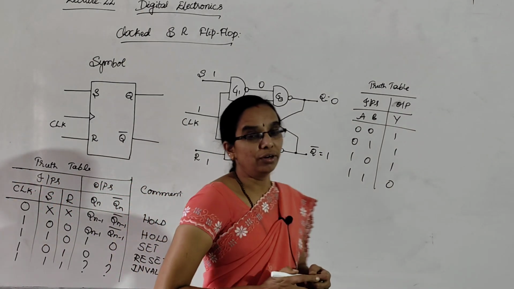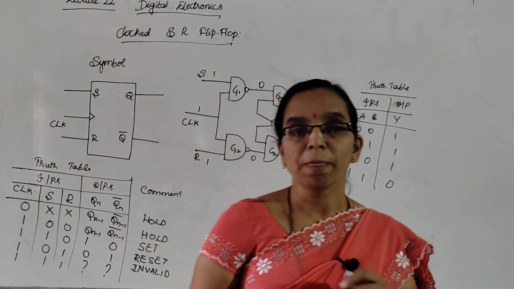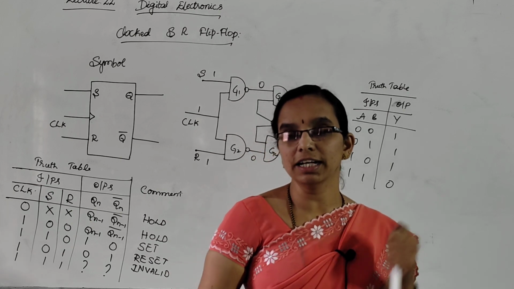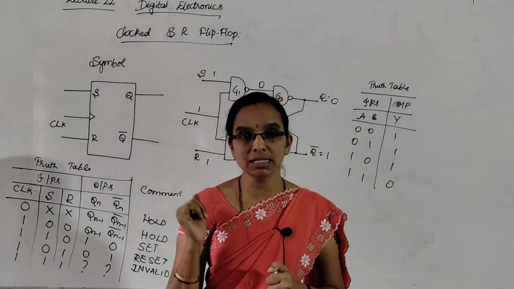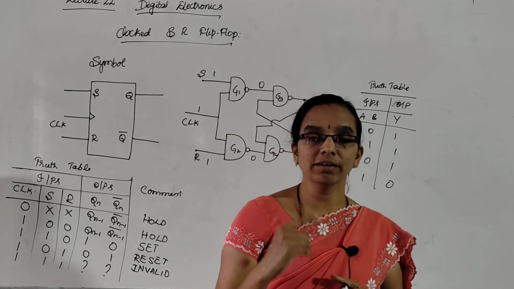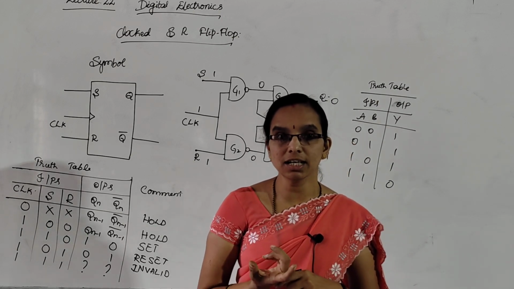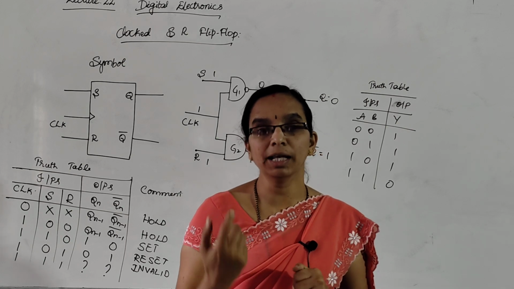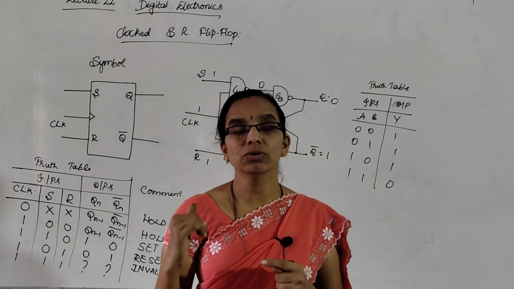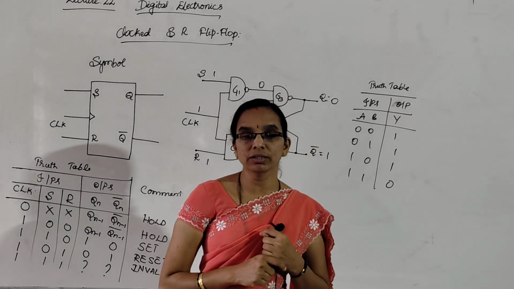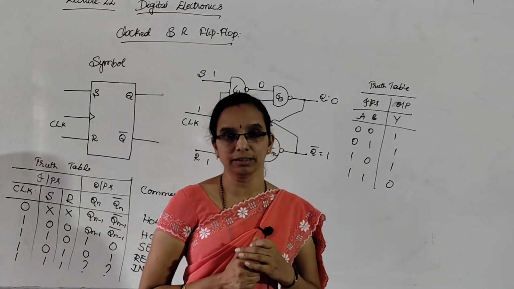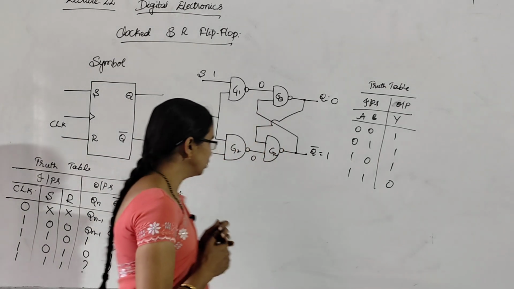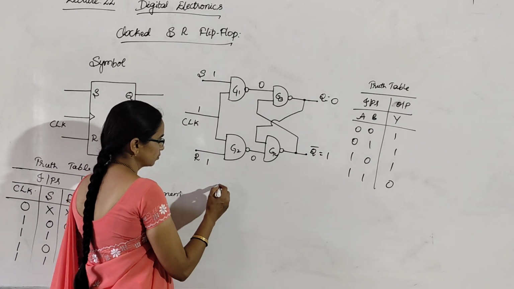So, for the clocked SR flip flop, all the actions we have studied in the SR latch will remain the same. The only thing is that an extra input has been added, that is the clock or enable input, and depending on the clock input, the flip flop will act. Okay, let me draw the timing diagram.